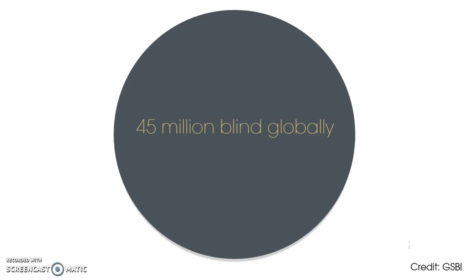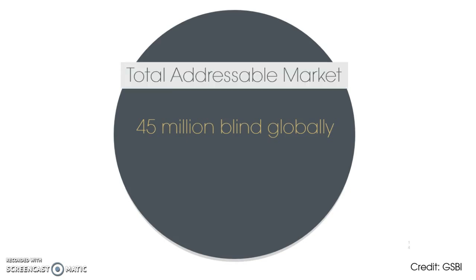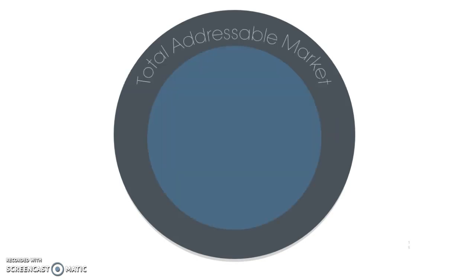When they looked at their total global market, they used medical research to determine that an estimated 45 million people worldwide suffered from curable blindness. This was their total addressable market. If they brought their social enterprise to the largest possible scale and had no competitors and could somehow miraculously reach everyone in the world with this problem, they would have a market size of 45 million people.